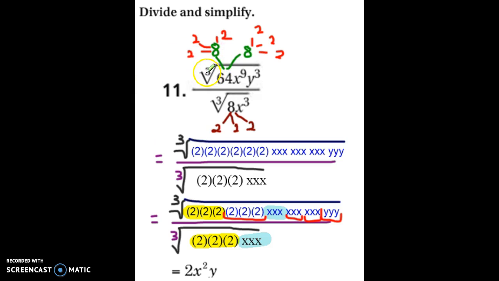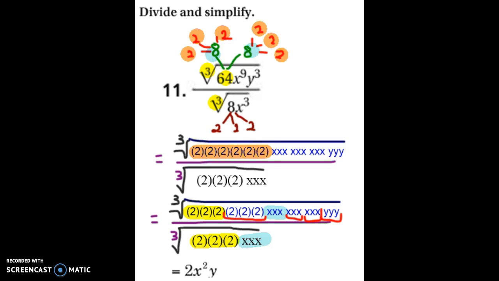In problem 11, my index is cubed on both of these. So I'm going to go ahead and divide them. First, I'm going to factor 64. That gives me 8 and 8. 8's a perfect cube, 2 times 2 times 2. So that's where I got all these 2's.